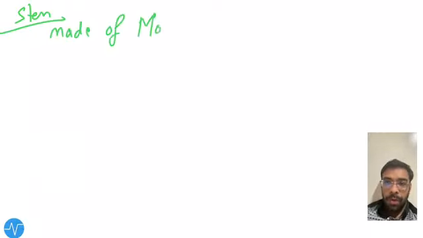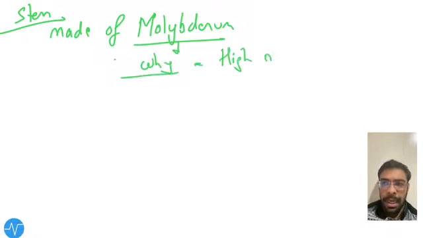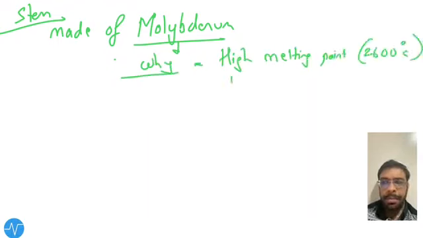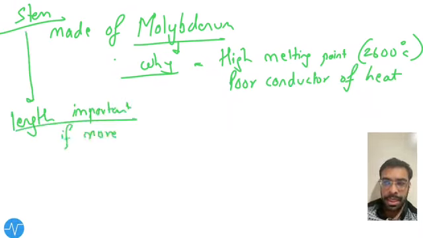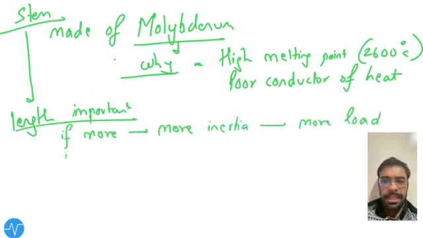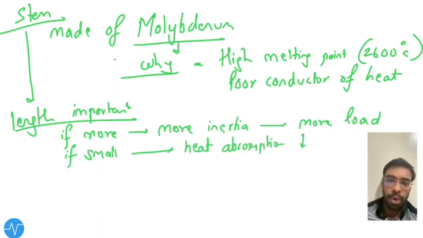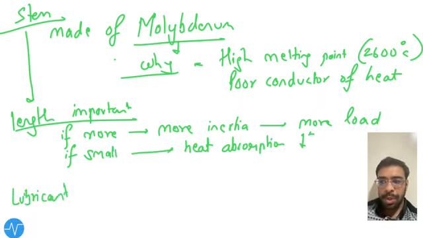Stem of the rotating anode. It is made up of molybdenum. Now why molybdenum? Because it has a high melting point. What is the temperature? 2600 degrees Celsius. Remember, 3370 for tungsten, 1070 for copper, and 2600 degrees Celsius for molybdenum. It is also a poor conductor of heat. For the stem, the length is important. Why? Because if the length is more, there is more inertia, more load. If the length is small, then heat absorption increases, therefore problem.